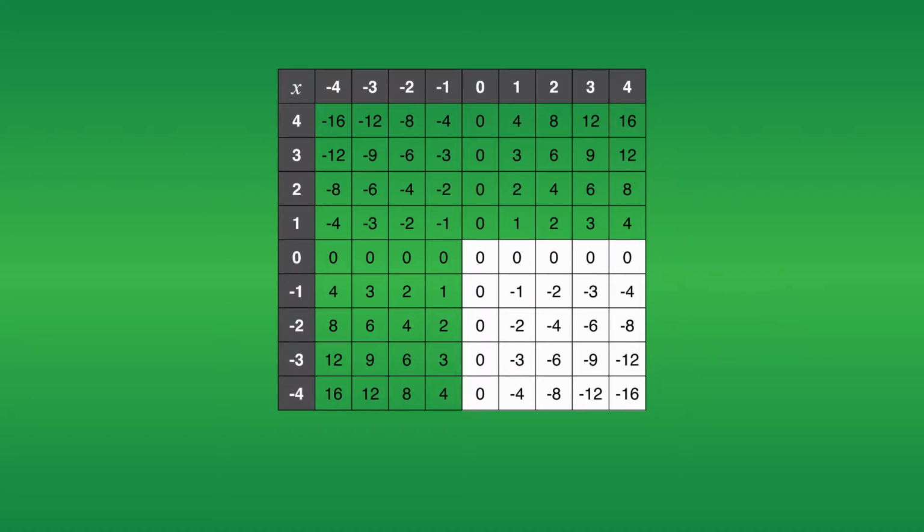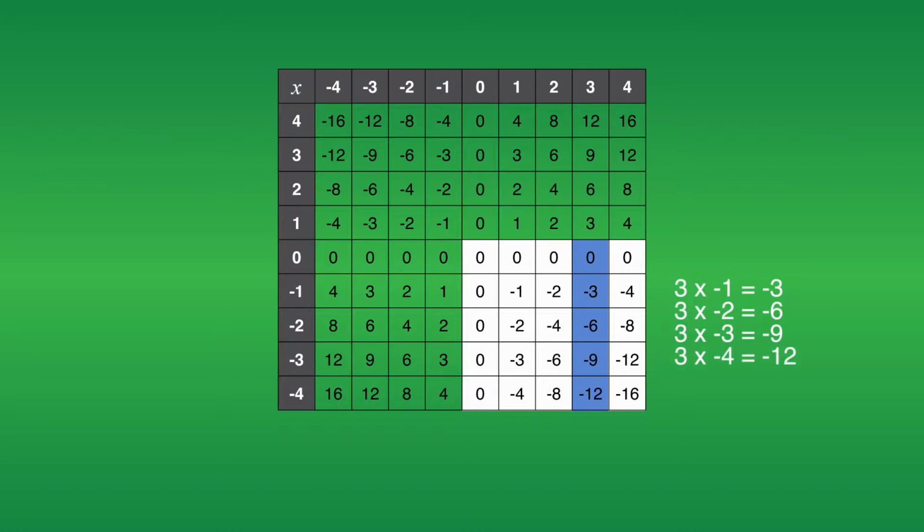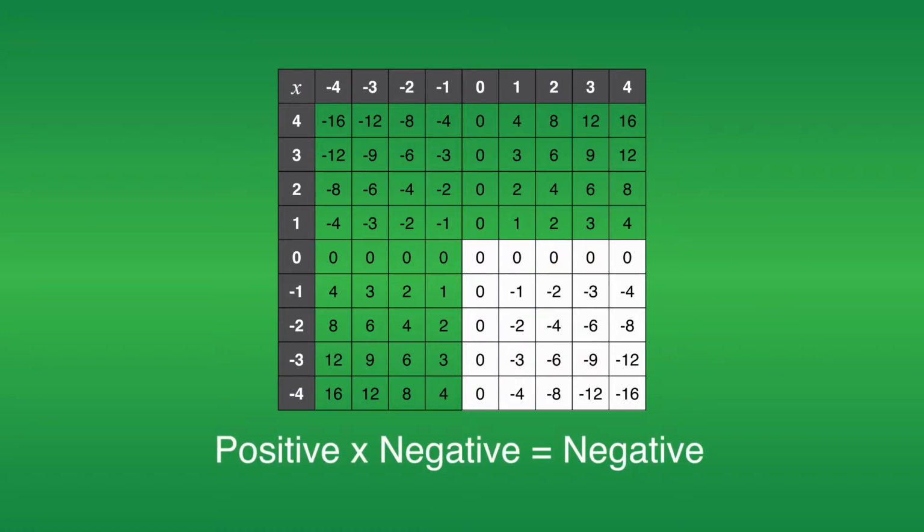We can continue that on using our other columns as well. Continuing down the 3's column, we're decreasing by 3 each time. 12, 9, 6, 3, 0. So continuing to decrease by 3, 3 times -1 would give me -3. 3 times -2 would give me -6. 3 times -3 would give me -9. 3 times -4 would give me -12. And then continue that pattern for the 2's column and the 1's column. If we look, we multiplied a positive factor by a negative factor. That gave us a negative product. So multiplying a positive by a negative is going to give me a negative value.